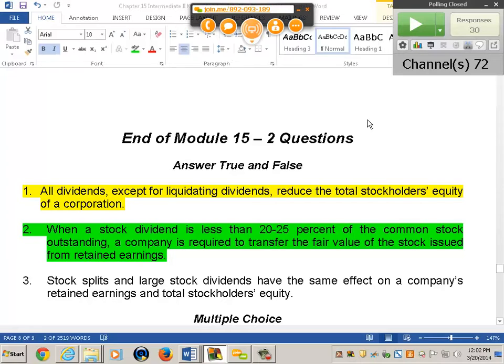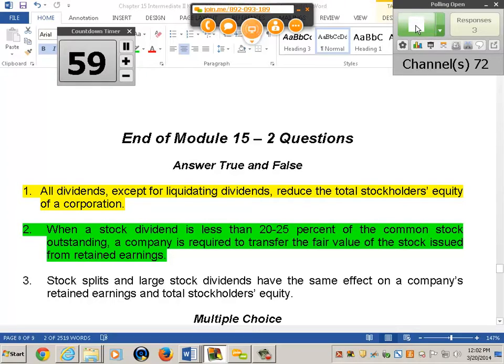What I'm asking is, when a stock dividend is less than 20 to 25% of the common stock outstanding, the company is required to transfer the fair value of the stock issued from retained earnings. That's the market price, and as we said, I'll double check that. I'm pretty sure it's the close, but we'll check that.